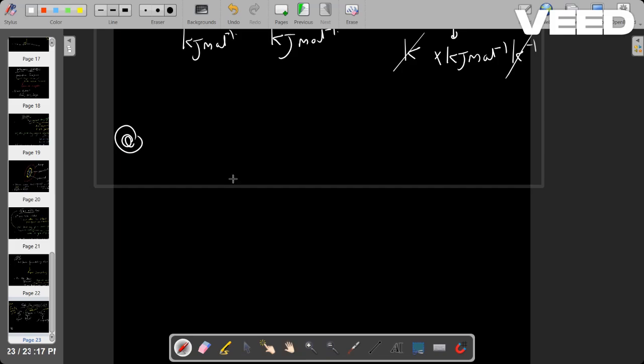Calculate the free energy change. Free energy change means what? Sometimes they will tell you free energy change. Free energy change means Gibbs free energy. They are talking about Gibbs.